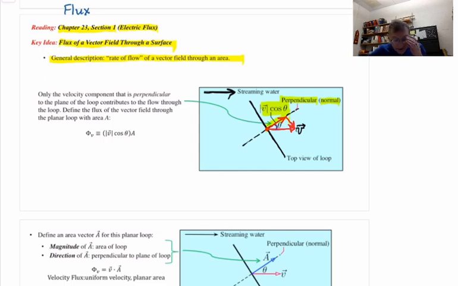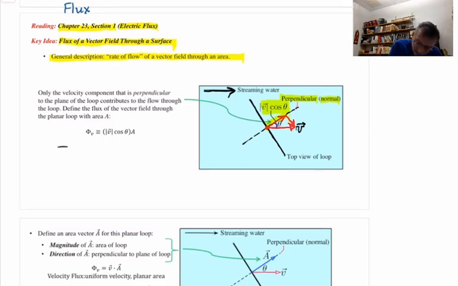So then, to get the flux of the vector field through the planar area with area A, here's the definition and the symbol. The symbol for the flux, in this case a velocity flux, is a capital Greek letter phi, and then I add a V subscript to denote that the vector field I'm calculating the flux for is a velocity field. That's what this symbol is right there.